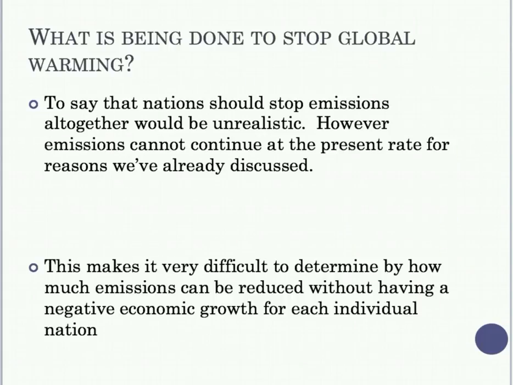To say that nations should stop emissions altogether would be unrealistic. However, emissions cannot continue at the present rate for reasons we've already had a look at. This makes it very difficult to determine by how much emissions can be reduced without having a negative economic growth for each individual nation.